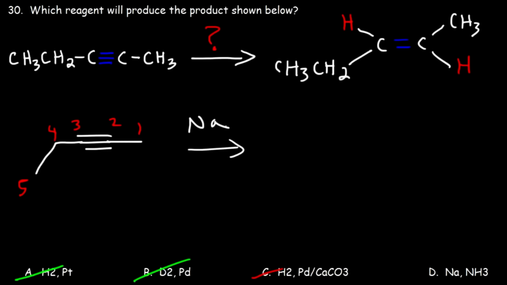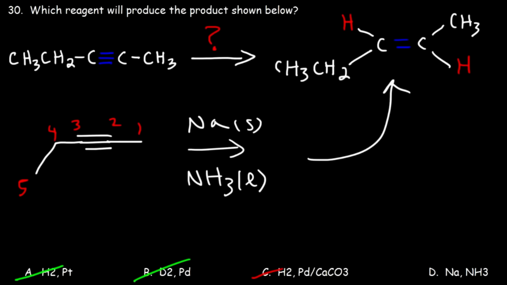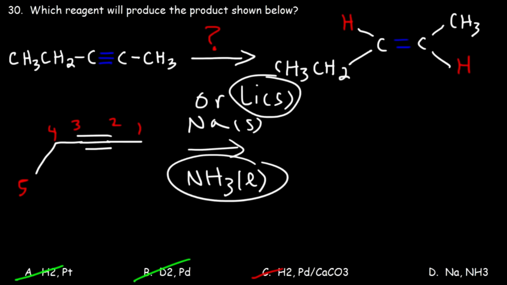If you add sodium metal with liquid ammonia, it's going to give us the trans product. Now you can use another alkali metal. It doesn't have to be sodium metal. You could use lithium metal with liquid ammonia. It will lead to the same product. So D is the right answer.